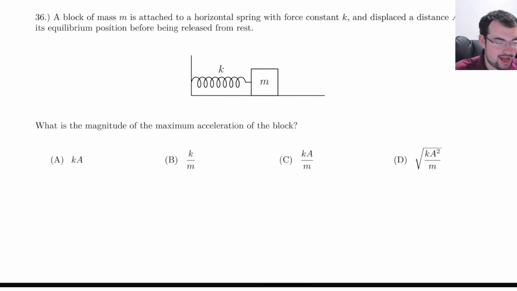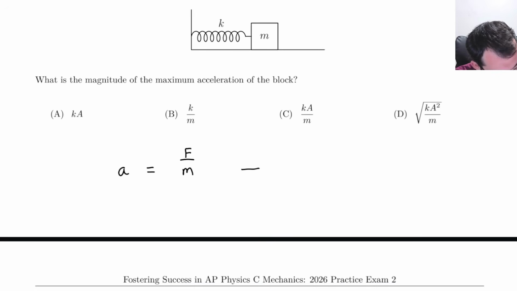All right, block of mass M is attached to a spring with force constant K. It's displaced to distance A from its equilibrium position. What is the magnitude of the maximum acceleration of the block? Well, we know that the acceleration is equal to force divided by mass. That's just Newton's second law. So this means that our maximum acceleration is just going to be our maximum force divided by the mass of the block.